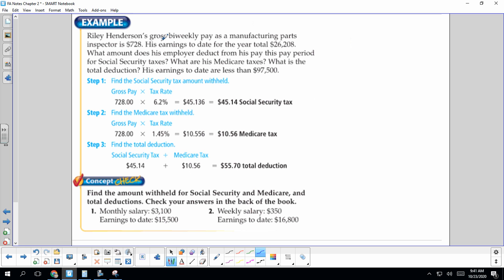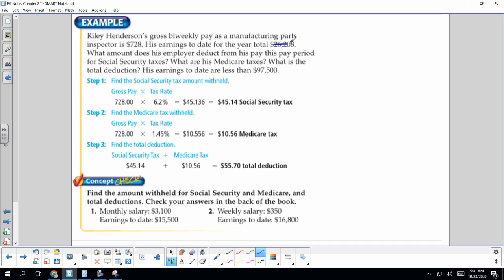Okay, Riley Henderson's gross biweekly pay as a manufacturing parts inspector is $728. His earnings to date for the year totaled $26,208. What amount does his employer deduct from his pay this pay period for Social Security taxes? What are his Medicare taxes?